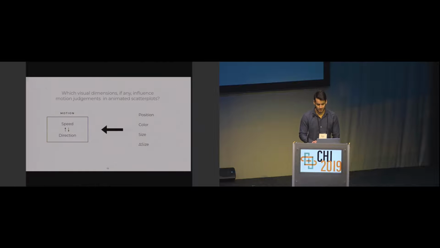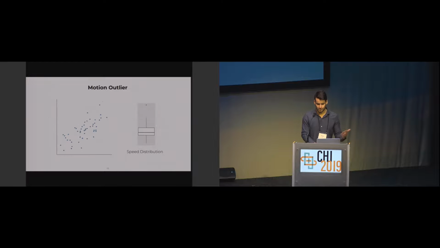So more formally, we want to find which dimensions, if any, influence our perception of motion. Are these dimensions misleading? If I ask you to find the fastest point in a plot, are you more likely to miss it because it's in the middle of the point cloud? This question is important because the answer can determine whether or not we can rely on animated scatterplots to find certain kinds of information. So pay attention here to how we decompose motion into speed and direction. In this paper, we treat these properties separately.